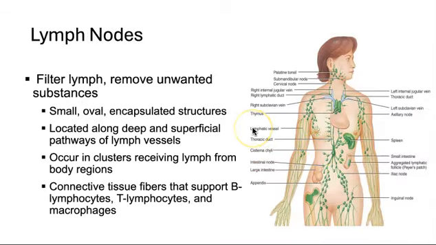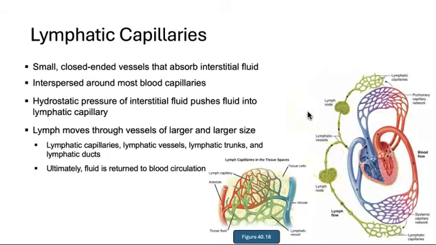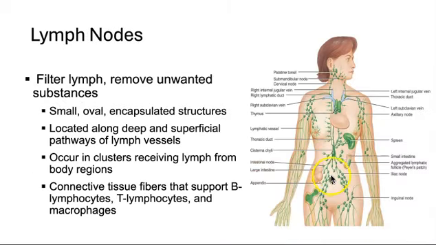Now, the lymph nodes that we saw in this picture here can be found all throughout the body, but the most common areas are going to be our cervical lymph nodes, axillary lymph nodes, and inguinal lymph nodes. And what they're important for is filtering that lymph to remove unwanted substances, especially our pathogens. So they're pretty small and oval shaped, and they are encapsulated.